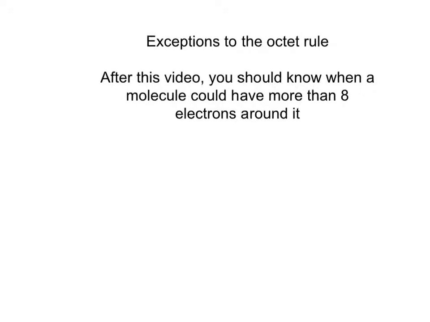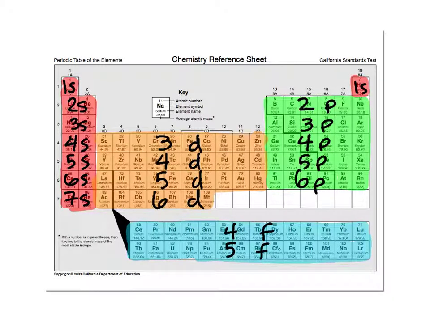This video is on the exceptions to the octet rule while drawing Lewis dot structures. After watching this video, you should know when a molecule could have more than 8 electrons around it. Atoms that are in the third energy level or higher.